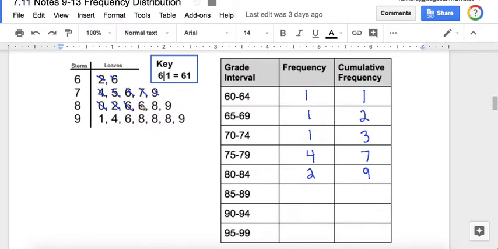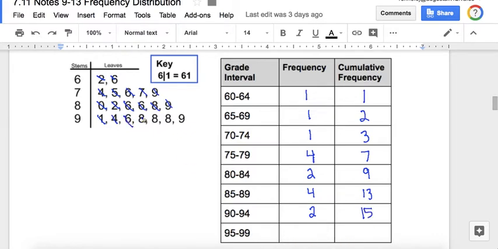85 to 89, 1, 2, 3, 4. That makes the cumulative frequency now 13 because it was 9. Now we have 4 more. 90 to 94, I have 1, 2. So we had a cumulative frequency of 13. Now we have 2 more, which makes the cumulative now 15.